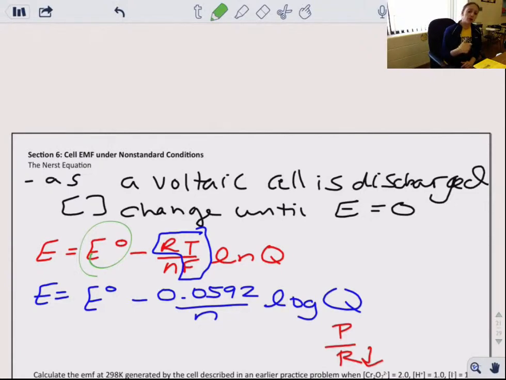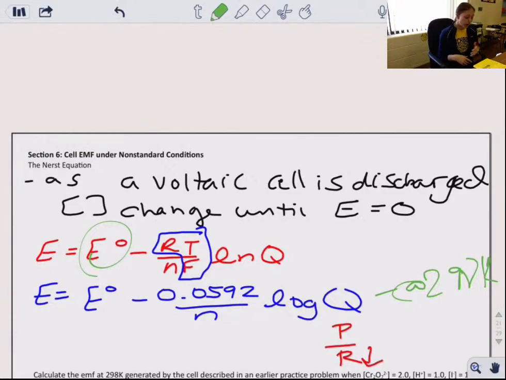If you want to do this at 298 Kelvin, R is a constant, T is going to be 298, and F is a constant. So we can take all three of those numbers and do the multiplication and division, and we'll get out 0.0592, that blue number there. So it's 0.0592 over N times the log of Q. And that blue equation is also on your equation sheet. If it's at 298 Kelvin, you can just use the bottom one, which it usually is. If it's not at 298, you're going to have to use the top one, but it's way more likely to be at 298.